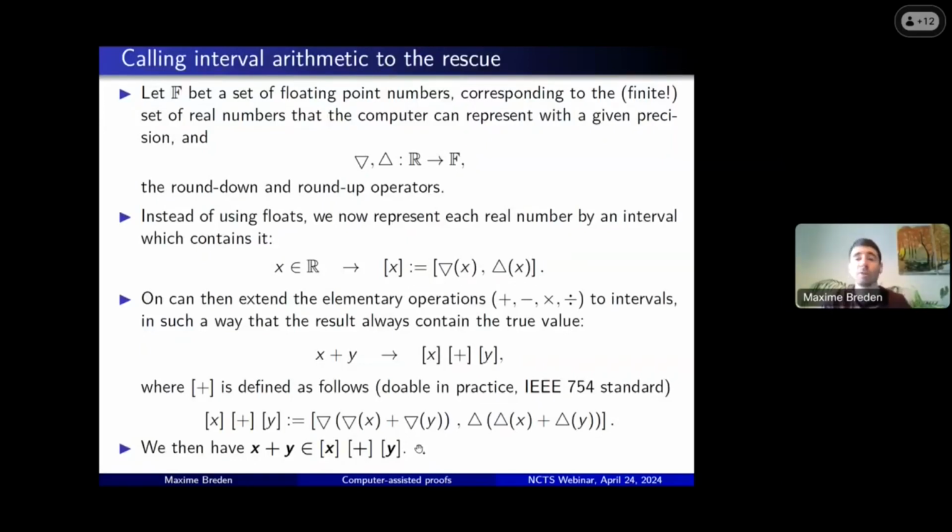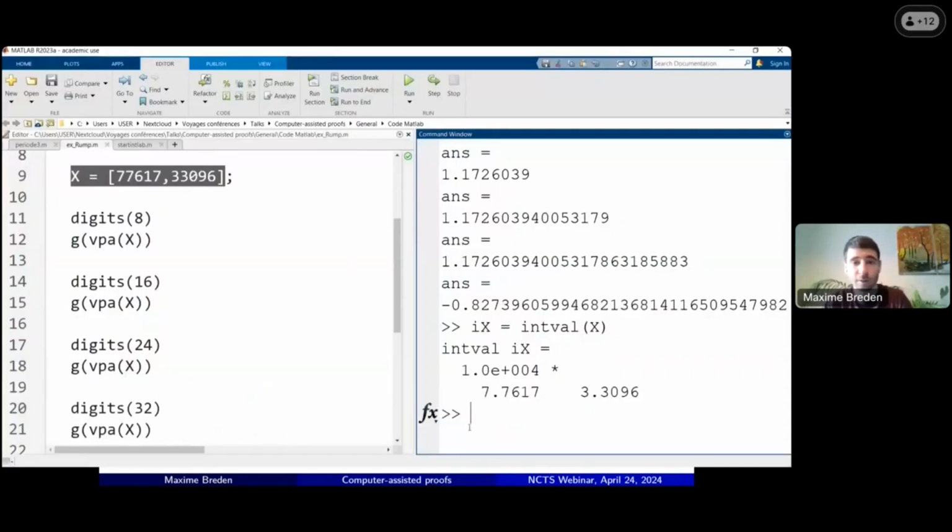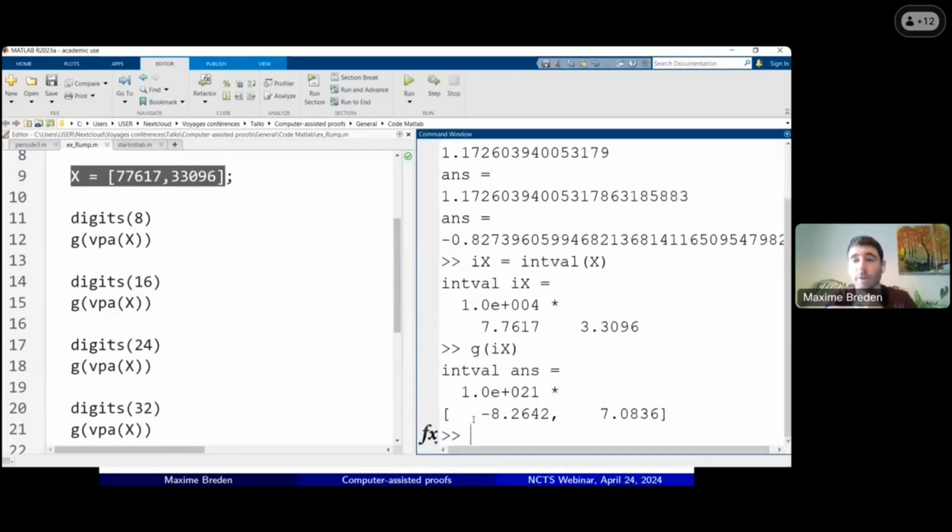Okay, and so when things are not representable exactly anymore, we will use these rules, and we will get at the end an interval that contains the true result. So let's see what we get. The computer tells me that the answer is between -8 times 10 to the power 21 and 7 times 10 to the power 20. So this is, of course, completely useless, but it's true. And at least I know that something fishy went on here and that I should not trust the result.